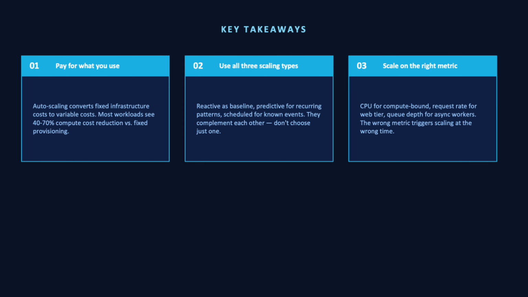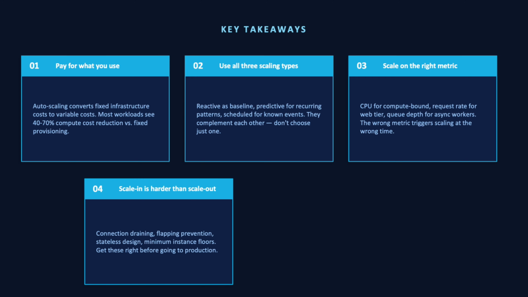Number 3, the metric you scale on determines the quality of your scaling decisions. So match the metric to the workload type. The wrong metric either scales too late or thrashes. Number 4, scale in has more failure modes than scale out, right? Such as connection draining, flapping prevention, stateless architecture, and minimum instance floors. So you need to understand and configure all of these before relying on auto scaling in production.